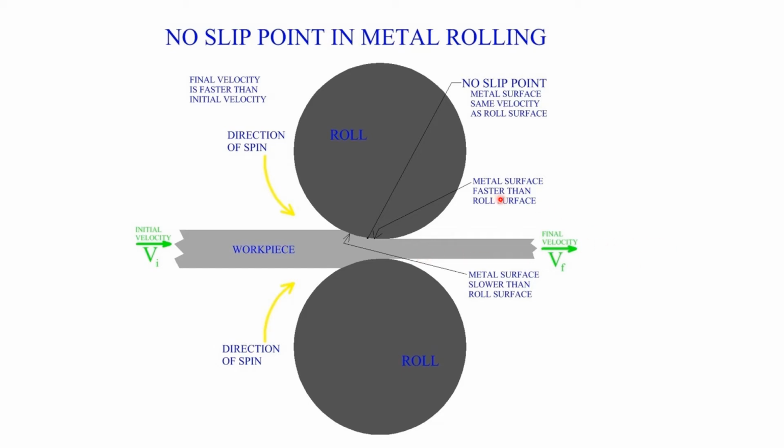It is assumed that there will be one point in the L area where there is no slip, where the velocity of the work material and the velocity of the roll are the same, so there is no slip at this point. So here is what we have to know about the no slip point in metal rolling.